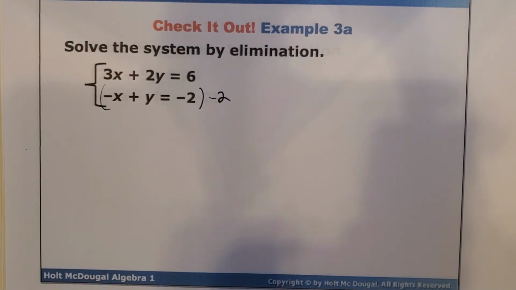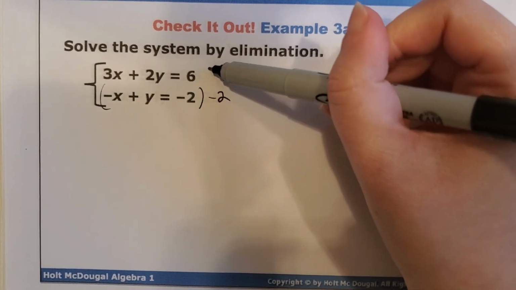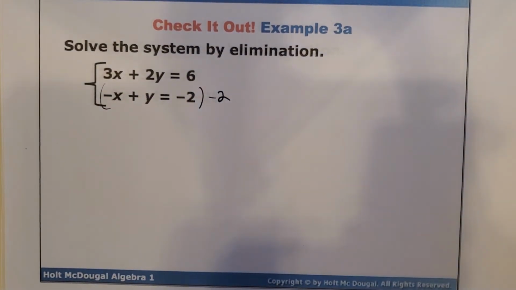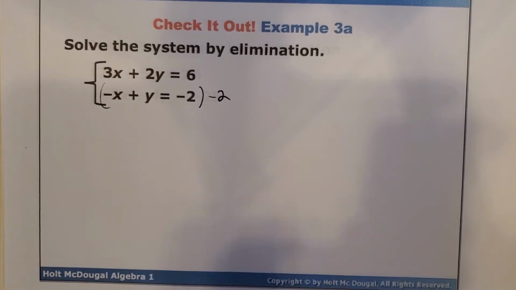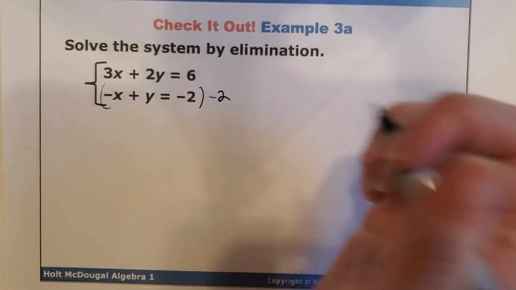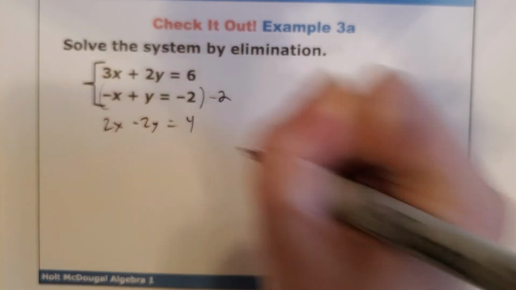Technically, it is completely fine if you multiplied this equation by 2 and the first equation by negative 1, because again, it doesn't matter which equation is positive and which is negative, but we're kind of killing two birds with one stone if we just work with one equation and multiply it by negative 2. It's also a little bit easier just because you don't have to do as many multiplications. All right? So if we do that, the second equation gets us positive 2x minus 2y equals 4.